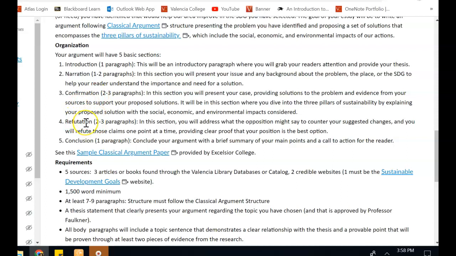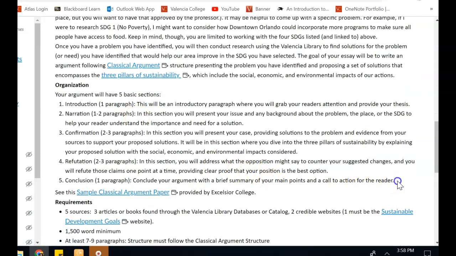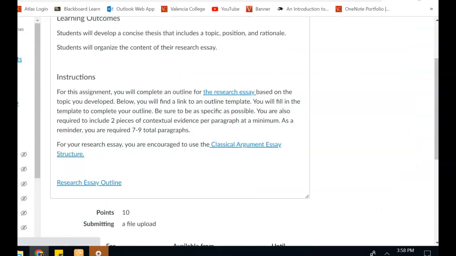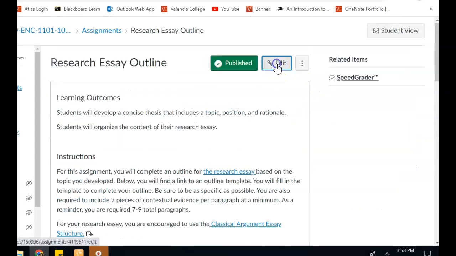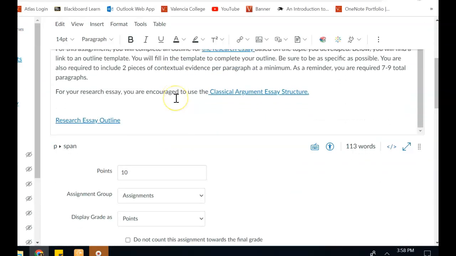Then you're going to have your refutation, which is where you will present 1 or 2 counter arguments and concede or refute those counter arguments, and then your conclusion. This is going to get you to your 7 to 9 paragraphs. In fact, I'll take this and I will just put this over to remind you in that assignment while I'm thinking about it now. So, with that in mind, we will then talk about this specific outline.